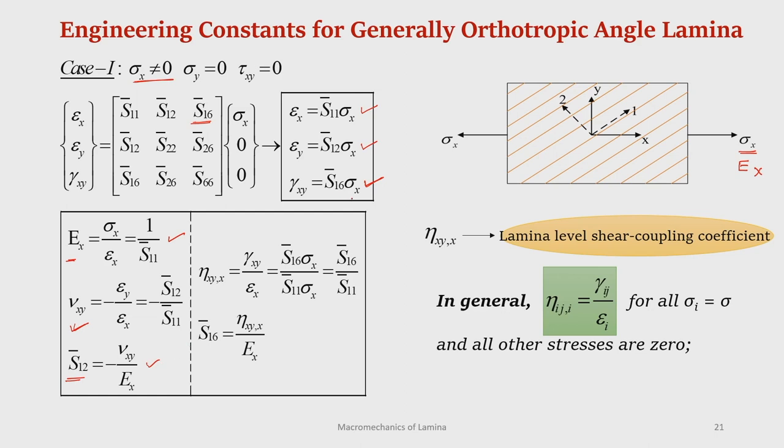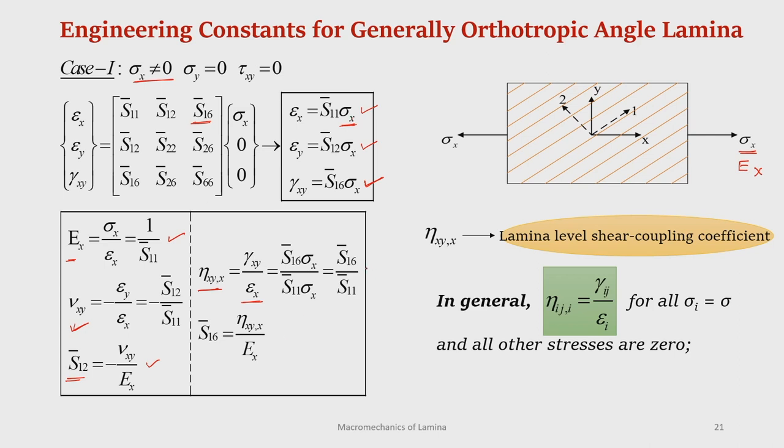Now, because a normal stress causes a shear strain, that must also be characterized. This is called the shear coupling coefficient. It is denoted as nu xy comma x, meaning if we apply a stress along x, what is the shear strain along xy? That is why xy comma x. First, xy stands for the shear strain and x is the normal stress which is applied, okay. And this is the ratio of gamma xy by epsilon x. It is not sigma x, it is epsilon x, to make it unitless, okay. Anyway, epsilon x is nothing but an indication of what the sigma x is, okay.